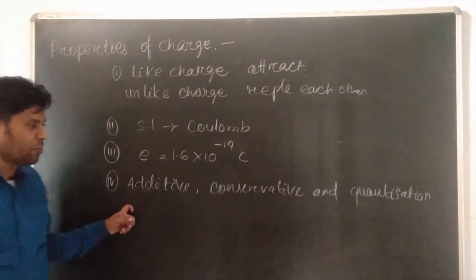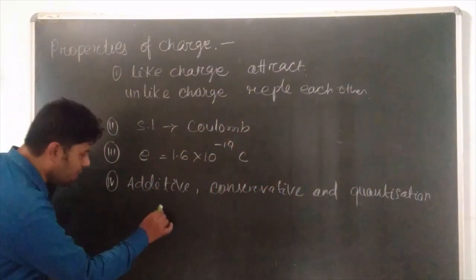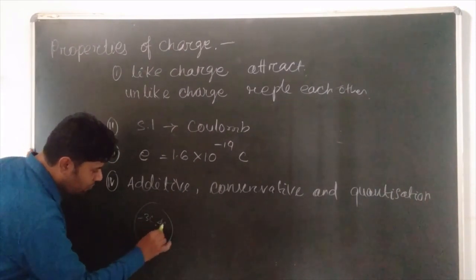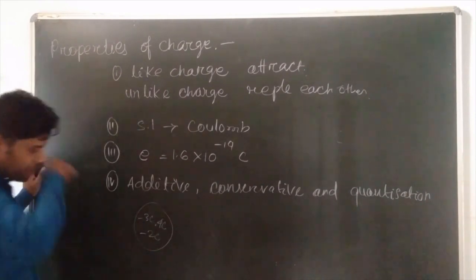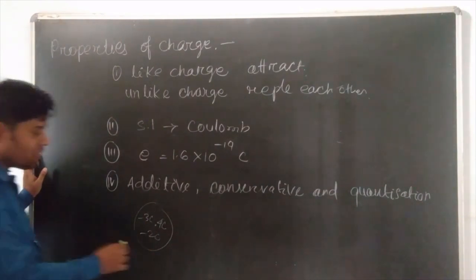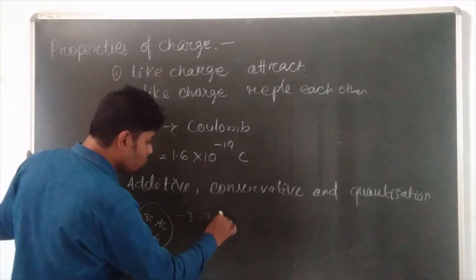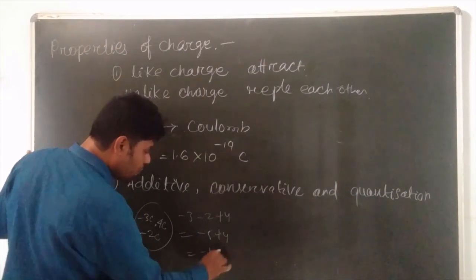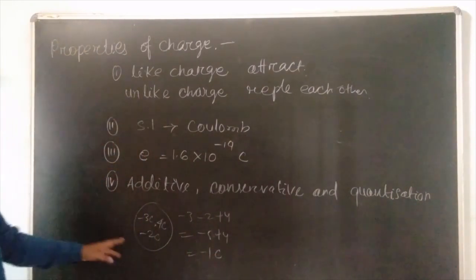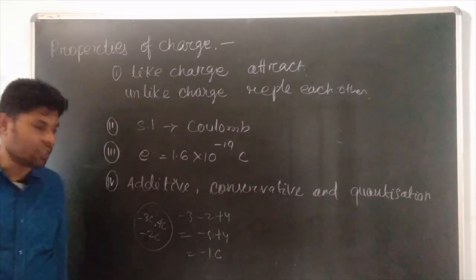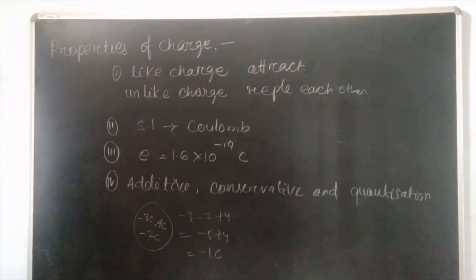One is additive property. It means, suppose there is minus 3 coulomb charge, 4 coulomb charge and minus 2 coulomb charge. What is the net charge? The net charge is obtained by simple addition: minus 3 minus 2 plus 4, minus 5 plus 4, is equal to minus 1. So the net charge in the system is minus 1 coulomb, and it is obtained by simple addition. This property is known as additive property.